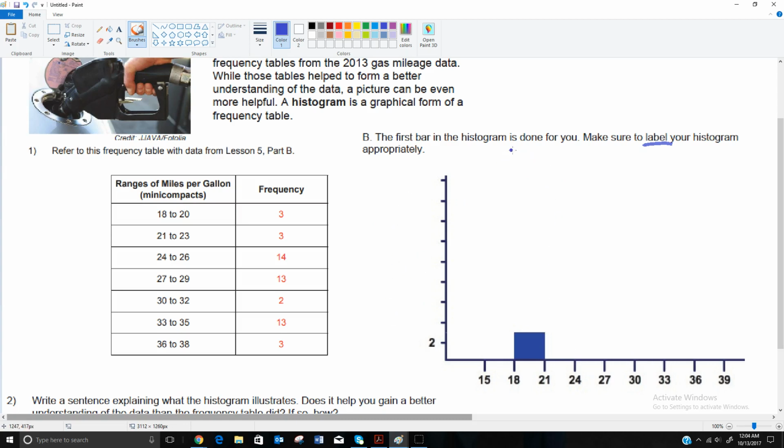So at the top here I'm going to put just something real basic, but so that it makes sense. So this is the 2013 mini compacts. And down here we have the miles per gallon that they get. And over here, apologize, this is really hard to write sideways on this. We have the frequency.